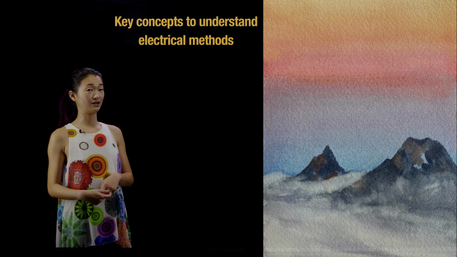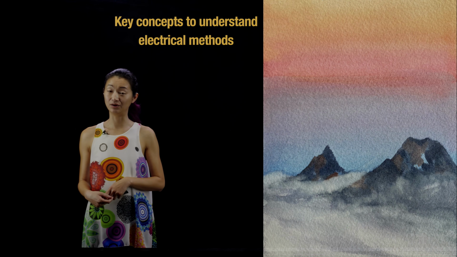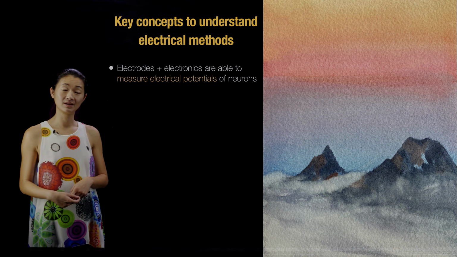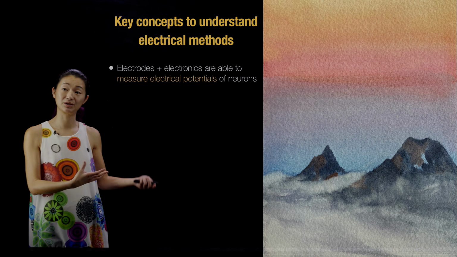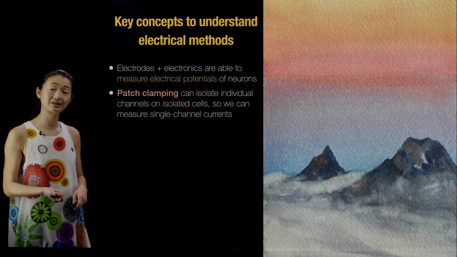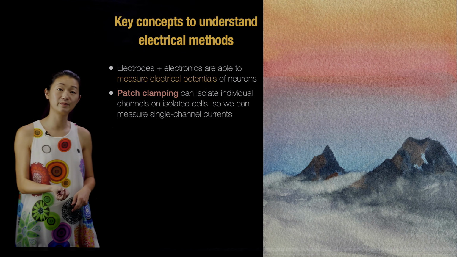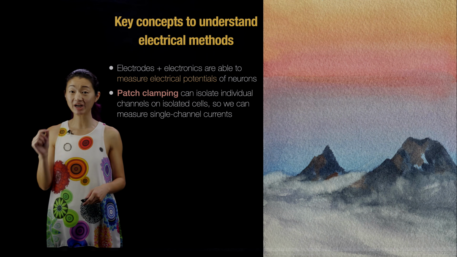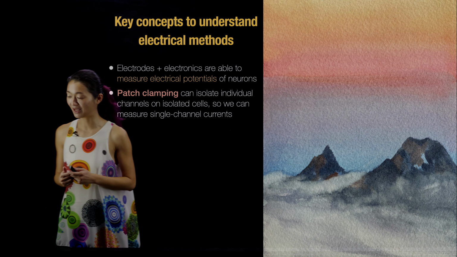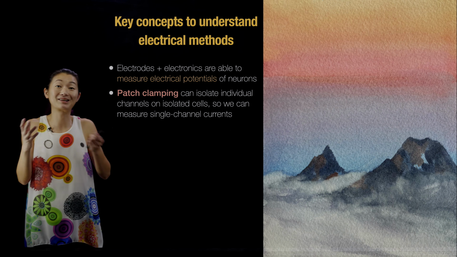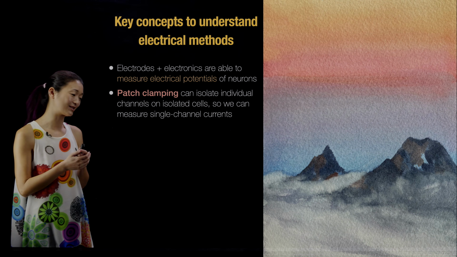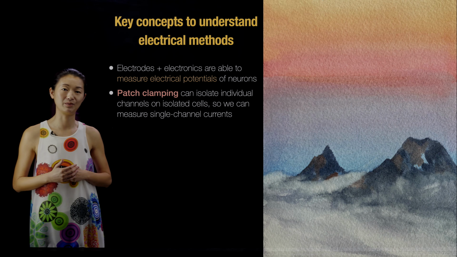So to summarize, here are the key concepts to understand electrical methods in neuroscience, both recording and manipulation. We talked about how electrodes and electronics are key technologies to be able to measure these electrical potentials of neurons. Neurons are electrical, and so we can listen in by using electrodes and electronics. There are intracellular techniques like patch clamping, which is super cool because you can actually isolate individual channels on isolated cells and listen in to them closing and opening. It's super cool that you can do that for single proteins and single neurons when they're actually active. Anytime you get to see something in action that's that small, I get really excited because it's something that we can't really see with our own eyes, but with technology now we can.